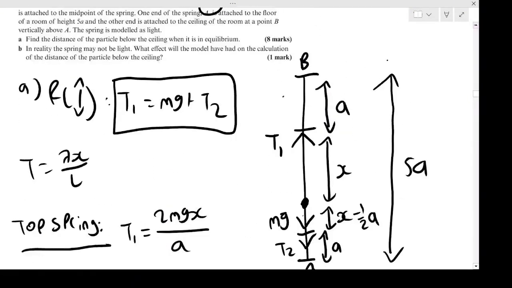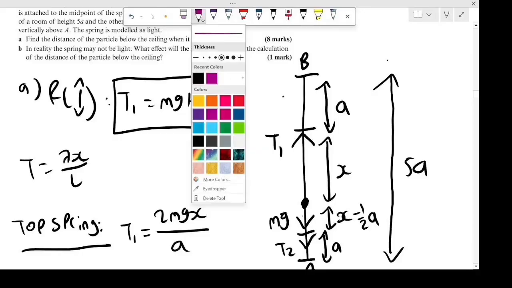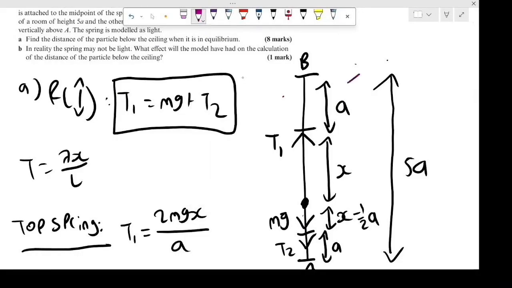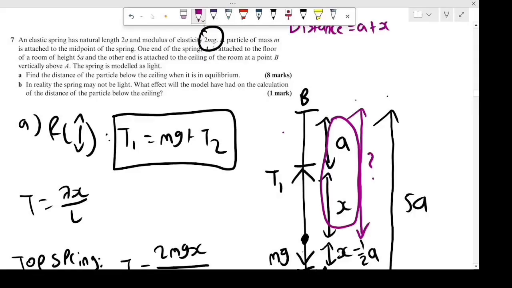Now, the distance they want me to find is the distance of the particle below the ceiling. In other words, they want the distance between the particle and the ceiling. So they want this distance here. And hopefully you can see that the distance we want is a plus x. But I need to find x in terms of a. I'm going to need to find something for x.